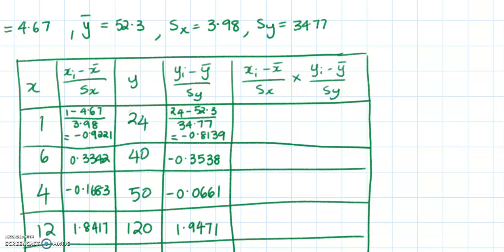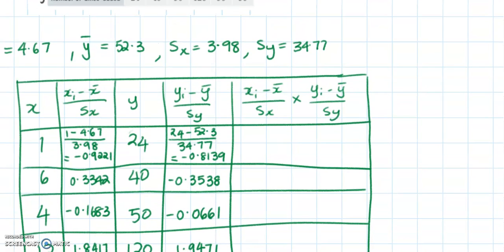Now we've got these two sets of values, and as we know, we need to find the sum of the product of them for our formula of the correlation coefficient. So we take these values and multiply them together. Basically, we're substituting into that. We will have negative 0.9221 multiplied by negative 0.8139, and that gives me 0.7505. The same is done for all of them.